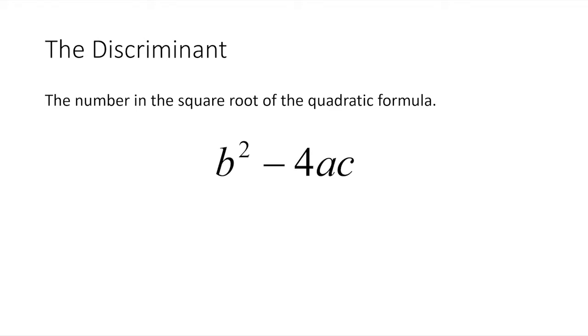So your discriminant is the number in the square root of your quadratic formula. Our quadratic formula is what we use to solve for x: minus b plus or minus the square root of b squared minus 4ac, all over 2a. So the discriminant value is the value that's under your square root, and we use our delta symbol to recognize the discriminant.